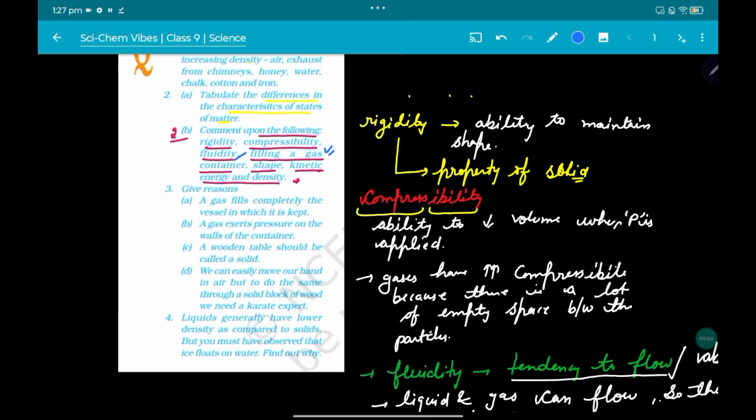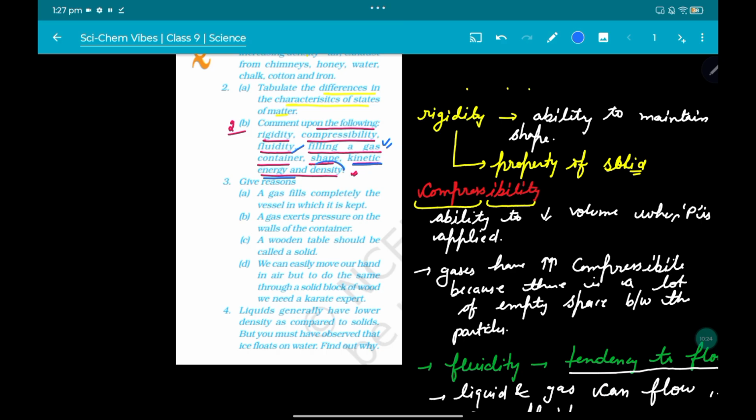Next one is shape. Solids have a fixed shape, liquid and gas do not have a fixed shape. You can write this. Next one is kinetic energy. Kinetic energy is related to motion. When temperature is increased, the movement of particles is also increased. That's why kinetic energy is increased. When temperature is low, there is very low movement in the particles. That's why kinetic energy is very low.